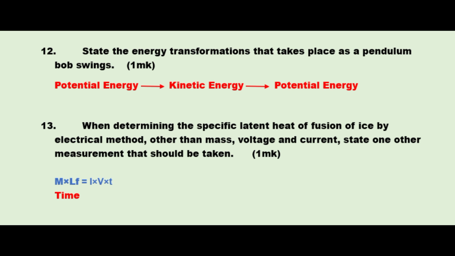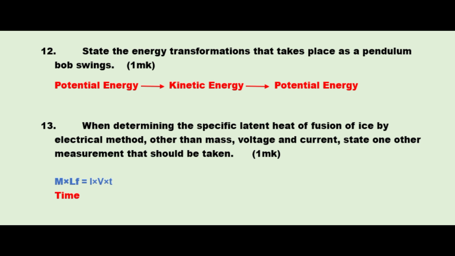So it will be potential energy to kinetic energy to potential energy to kinetic energy, alternating like that. That means you may choose one: potential energy to kinetic energy to potential energy. That is from the upper point to the middle to the upper point on the other side. Those are the energy transformations.